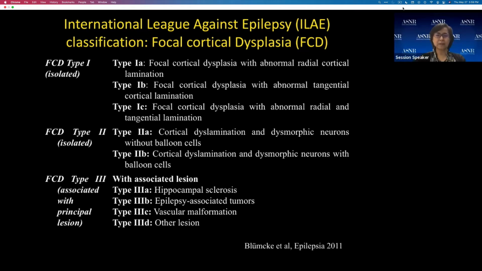Type 1 lesion has abnormal radial or tangential cortical lamination. Type 2 lesion has cortical dyslamination and dysmorphic neurons. Type 2A does not have balloon cells, and type 2B has balloon cells.